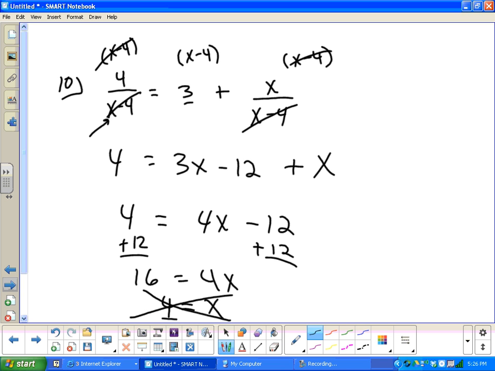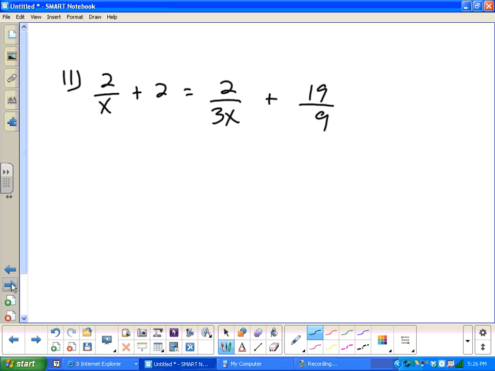So what happened in this one? This one was no solution. A lot of you guys had 4 for your answer, but you didn't mark it out as an extraneous solution. So there's really no solution to this problem, because if x is 4, I'm dividing by 0, and I can't do that.